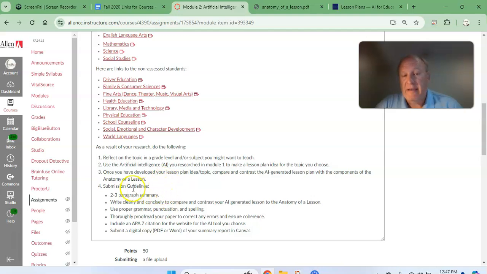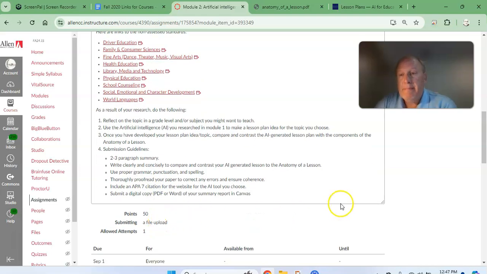Again, this is your assignment. You're coming up with a lesson plan idea. I do not want you to use AI to make your lesson plan and copy it word for word. That's really not what you're going to be doing. You're going to be utilizing it to get started to help you find an idea. So again, you're going to have 2 or 3 paragraphs. You're going to include a citation. You're going to proofread it. You're going to submit it as a PDF or Word document. So that's your first assignment.